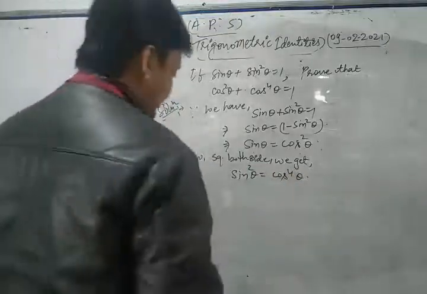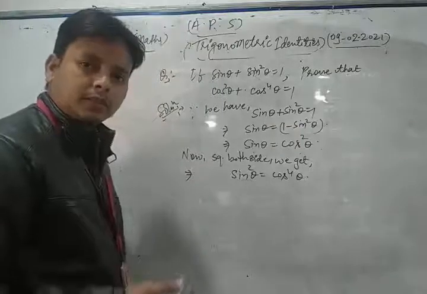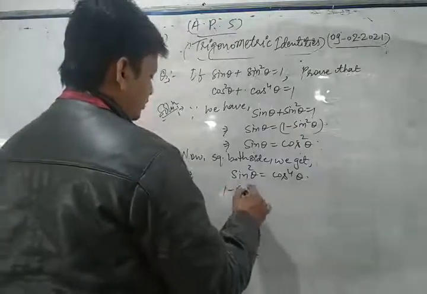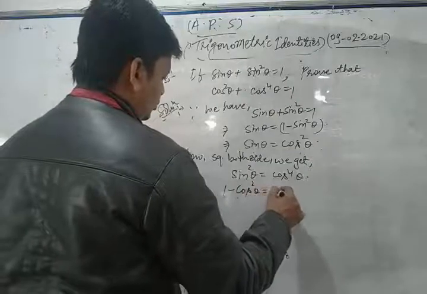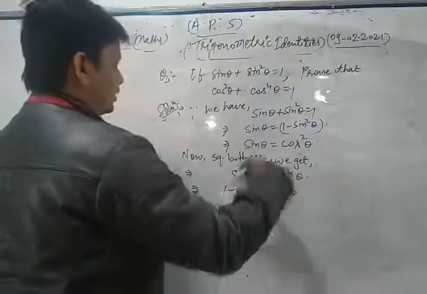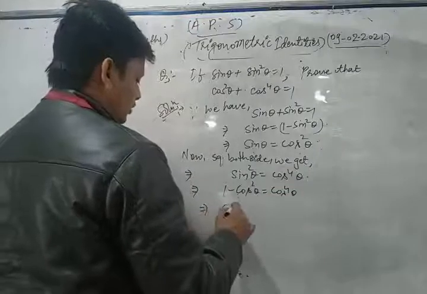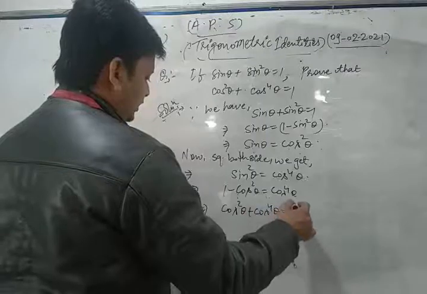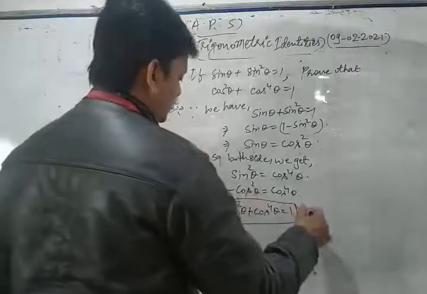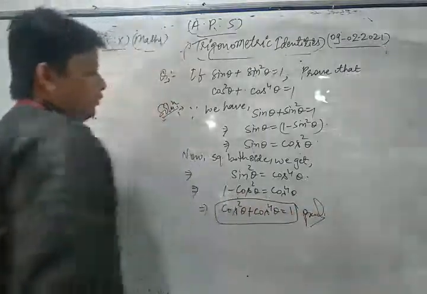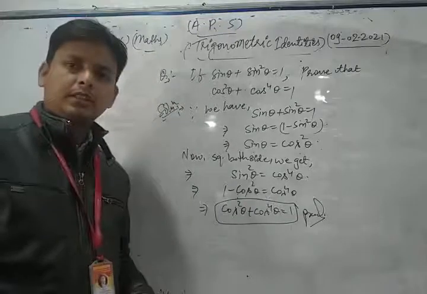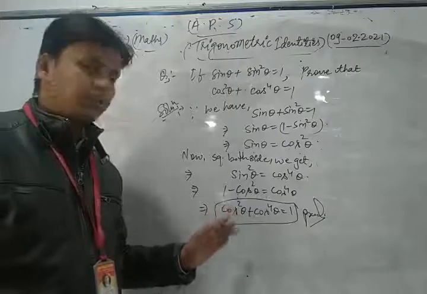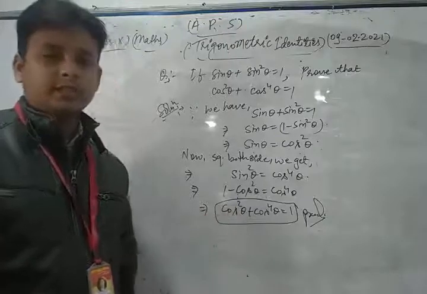Now we can write sin square theta as 1 minus cos square theta. So we can write 1 minus cos square theta is equal to cos to the power 4 theta. Now minus cos square theta transfers to that side, so we get plus cos square theta and plus cos to the power 4 theta is equal to 1 on the other side. Hence proved the given result. Okay, so this is the method to solve. This is a very important short type of question, so please do more and more practice of that type of question.